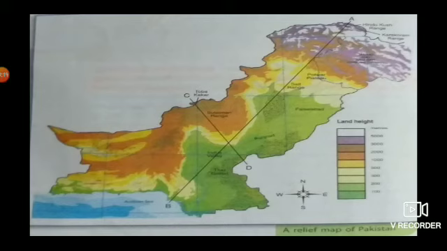Most populated province is Punjab and most agriculturally fertile area is Indus Valley.